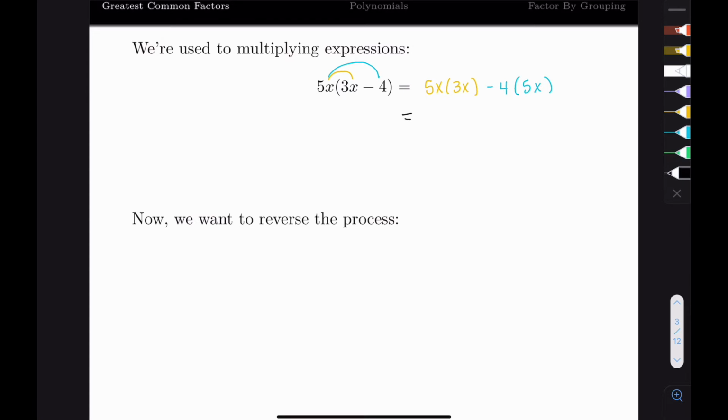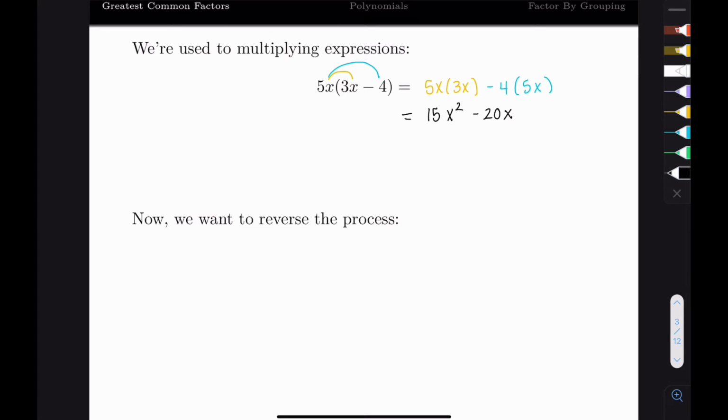And then we've gotten accustomed to condensing these. So if we do 5 times 3, that gives us 15. X times x, we add those exponents to get x squared. And then negative 4 times 5 gives us negative 20, and we have a single x.